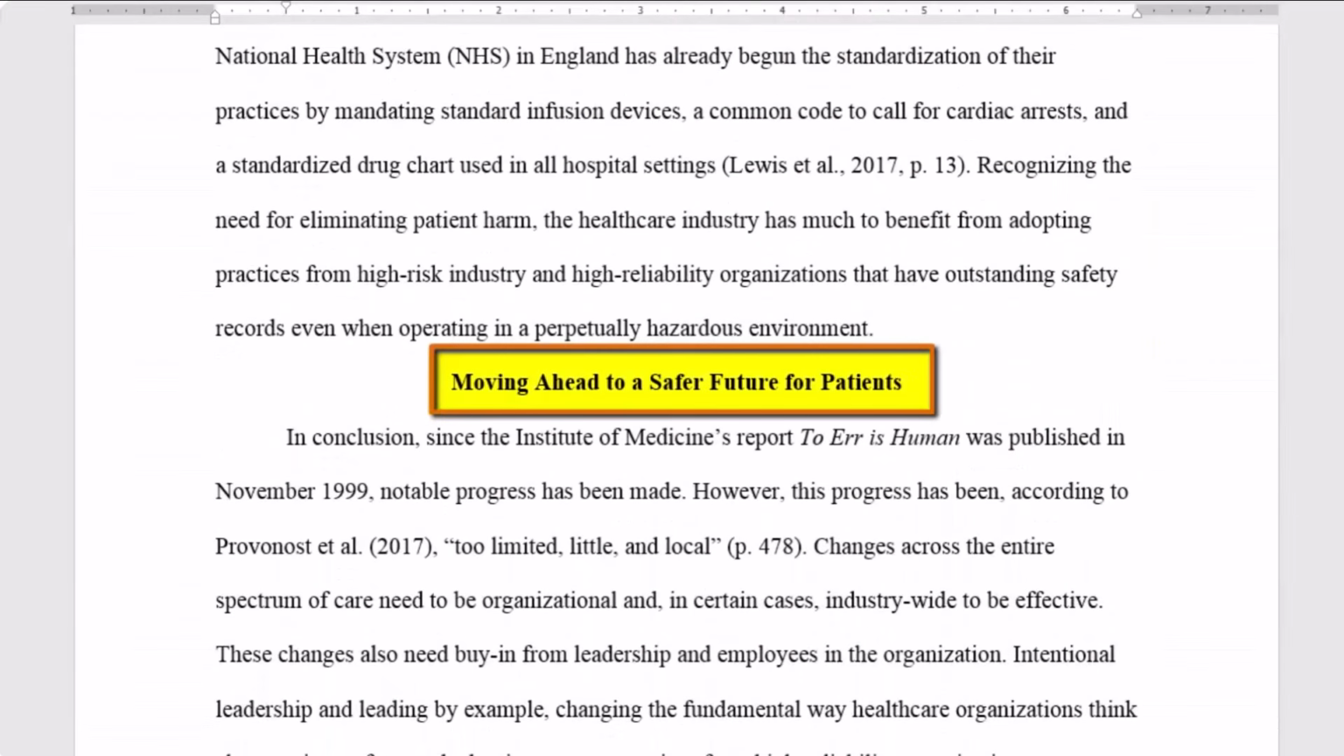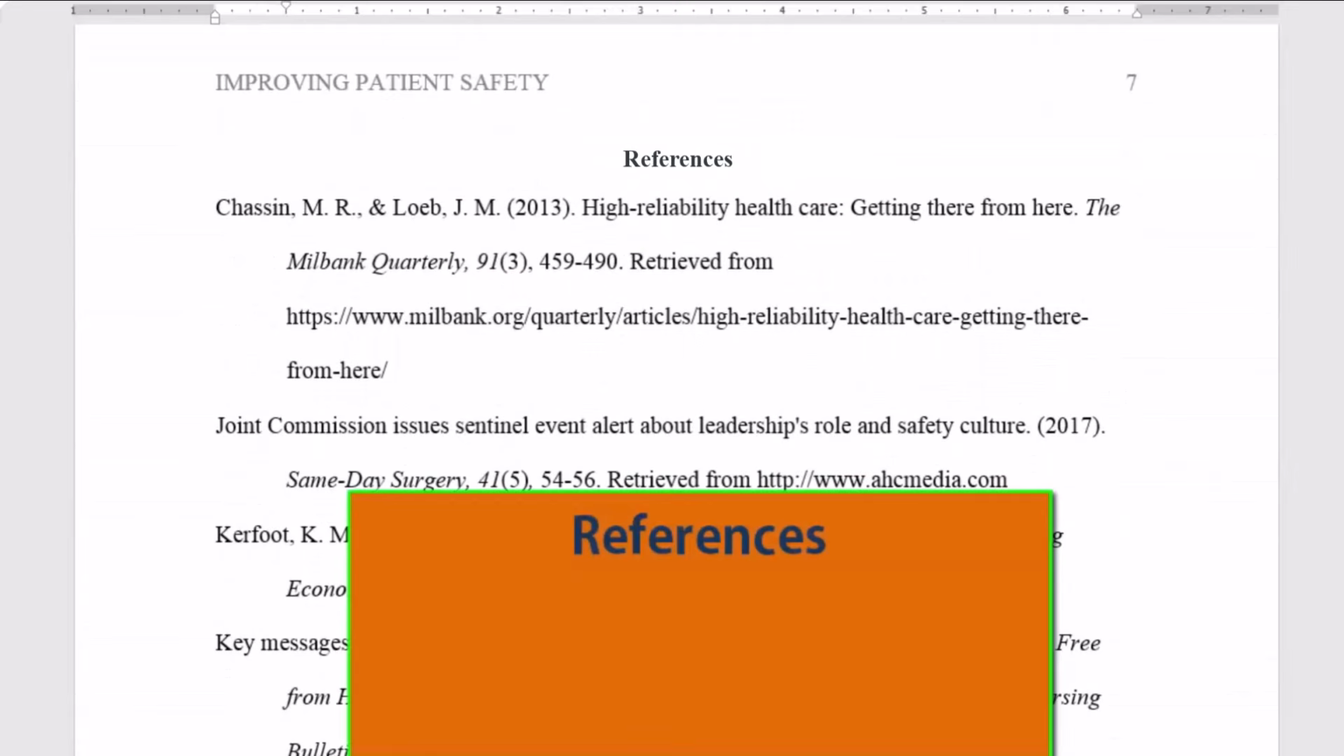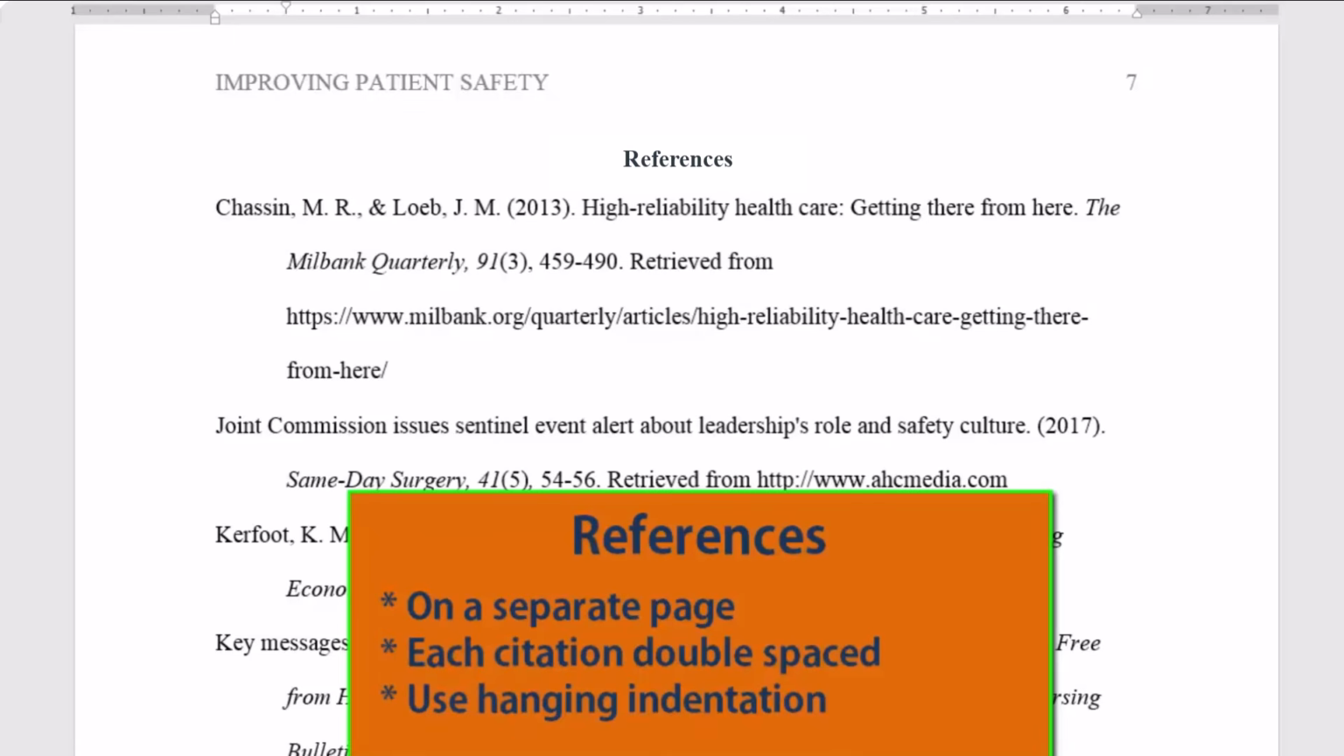After Marcellus's conclusion, which has its own subheading, comes the references page. This list of references should be set off on a page by itself. Each reference citation is double-spaced and uses hanging indentation, which means all lines after the first are indented a half-inch.